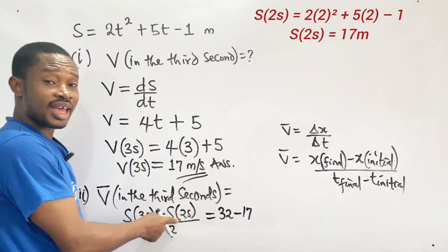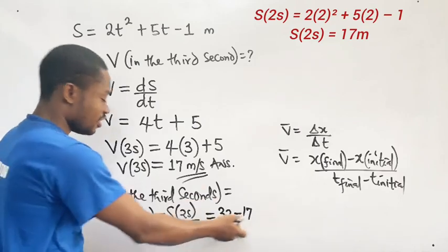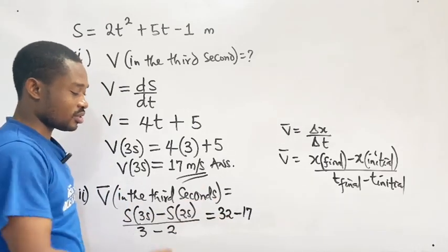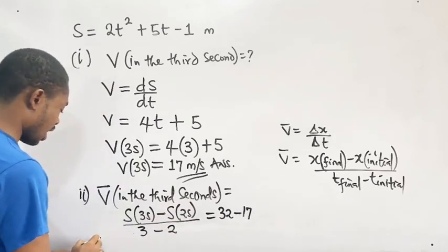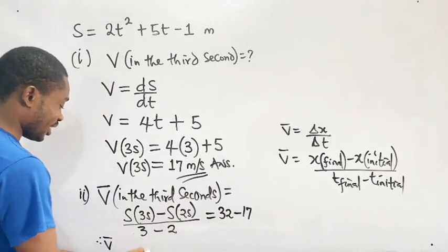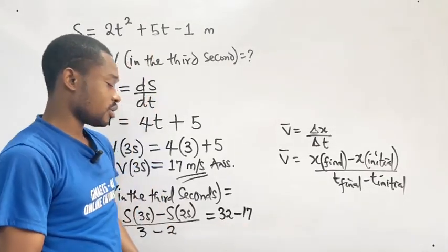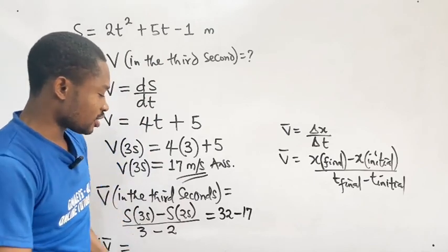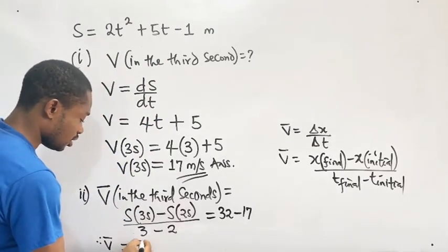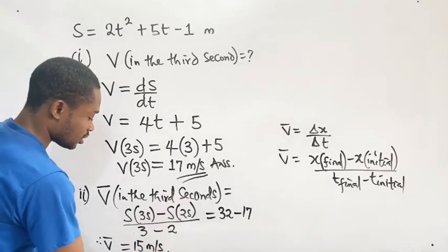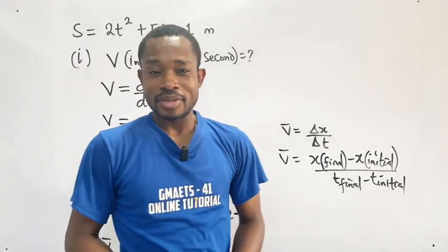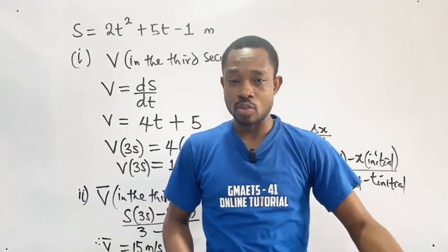In place of this S at 2 seconds, you fix 17. Divided by 3 minus 2 is 1. So no need of bothering myself showing that. So the average velocity in the third second is equal to 32 minus 17. 32 minus 17 will give us 15. So this is 15 meters per second. All right. So you see we have solved the first 2 parts of the question.